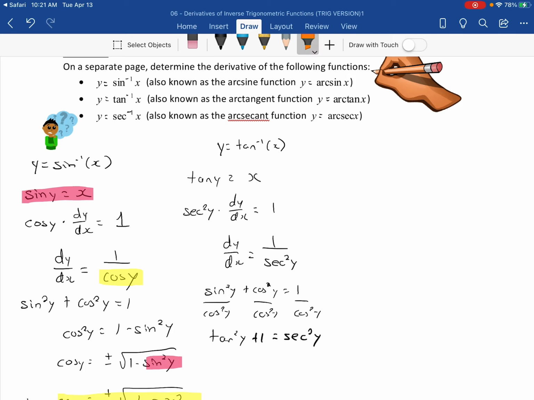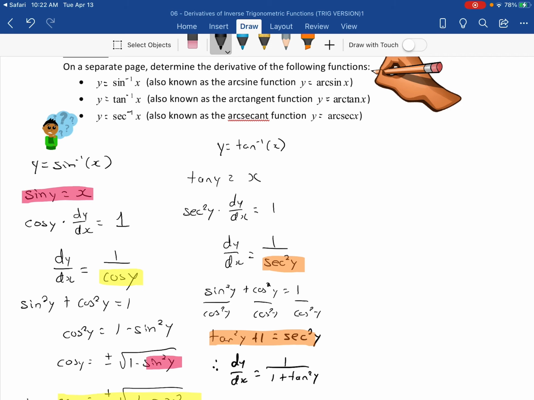Look at secant squared y, and I'm going to do this highlighting thing again to show what I'm replacing. I found out that secant squared y is tan squared y plus 1, and that really helps here because I can go back to my pen here and go, okay, therefore dy by dx is equal to 1, not over secant squared y, but 1 plus tan squared y.